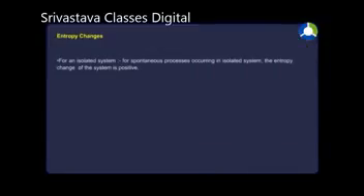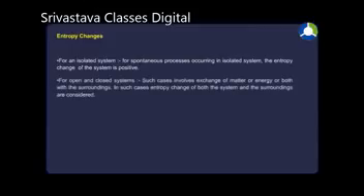For an isolated system, for spontaneous processes occurring in an isolated system, the entropy change of the system is positive. For open and closed systems, such cases involve exchange of matter or energy or both with the surroundings. In such cases, the entropy change of both the system and the surroundings are considered. Delta S total is equal to delta S of system plus delta S of surroundings. For a spontaneous process, delta S total is greater than zero.